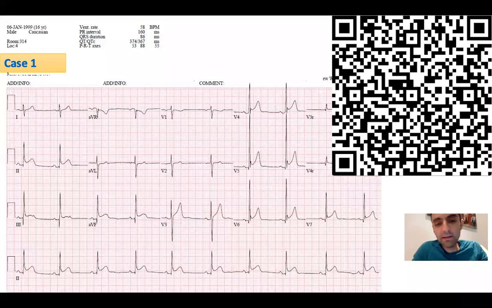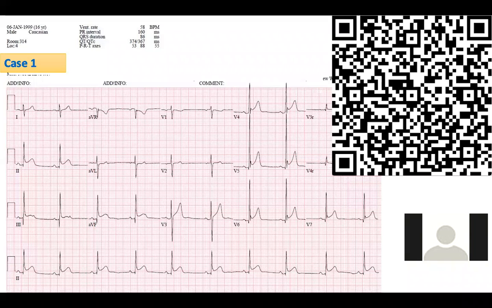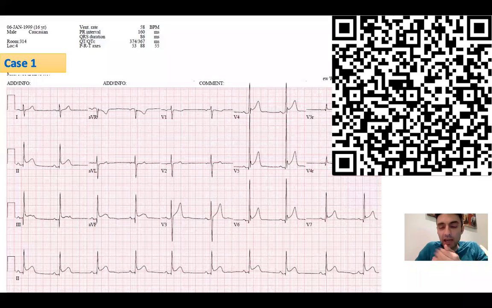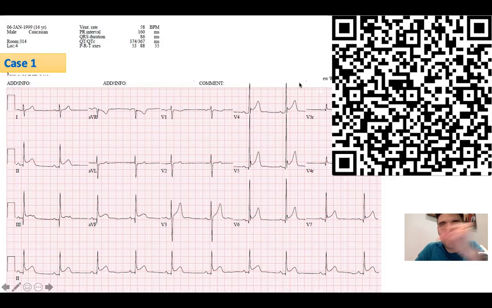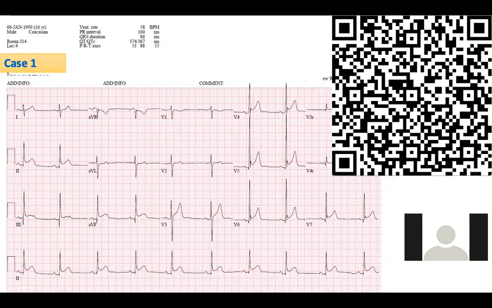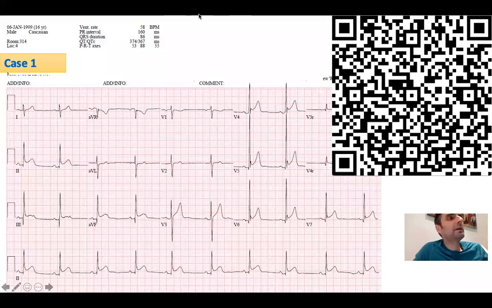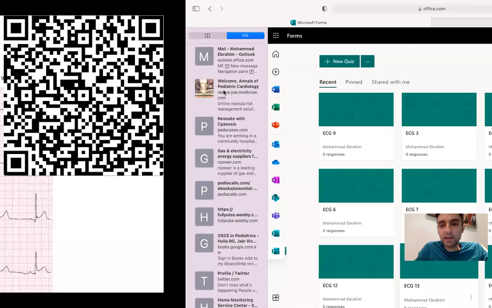These are again easy ECGs, so don't overthink it. Dr. Mohammed, again, how to scan? Okay, open your camera app. Pretend that you are taking a picture of this QR code, and then you will see a link. Okay, done. Now we have 9 participants, so everyone did it. Let me see. I will leave the screen and see the answers.